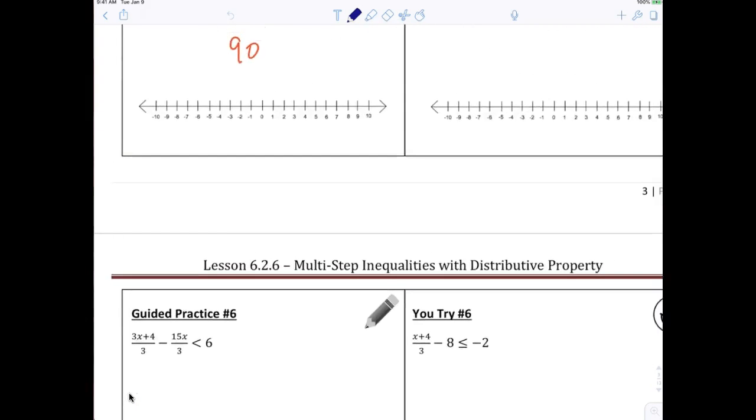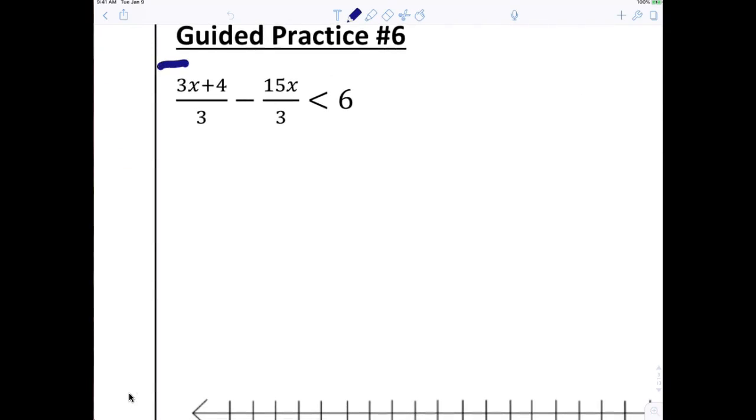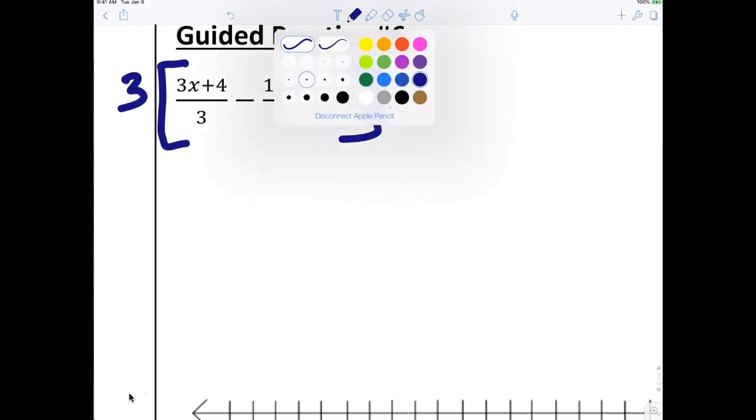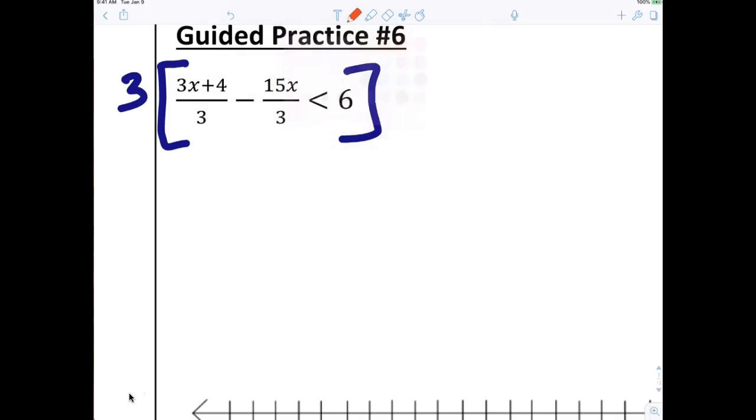For this problem right here, I need to get rid of the dividing by 3, so I'm going to have to multiply everything through by what? By 3. Now when I do that, this 3 and this 3 cross out. This 3 and this 3 cross out. And then I have 3 times 6. So everybody can write down now: 3x plus 4 minus 15x is less than 18. Everybody good with that? Any issues? Alex, you good with that?